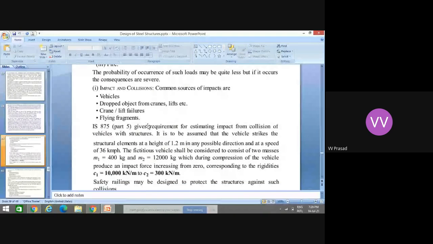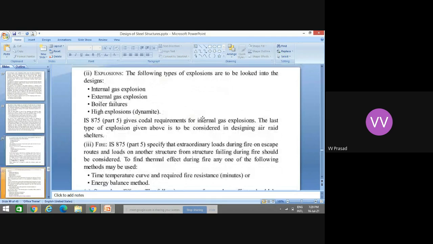So I already told there are two methods to analyze any type of structure. One is limit state method. Second one is working stress method. Here, IS 800-2007 code supports the limit state design, and IS 800-2004 code supports the working stress method. These codes have been revised up to 2007. That's why IS 800-2007 supports the limit state design.